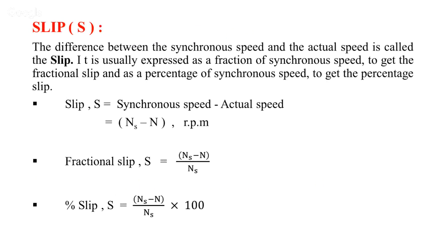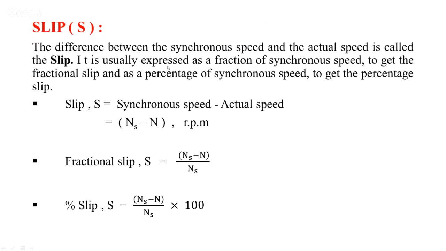Slip. Slip is represented as S. The difference between the synchronous speed and the actual speed is called the slip. So there are two speeds here. One is the synchronous speed because of the rotating magnetic field of the stator winding. Another is the actual speed because of the rotor. Now the difference between these two speeds is called the slip.